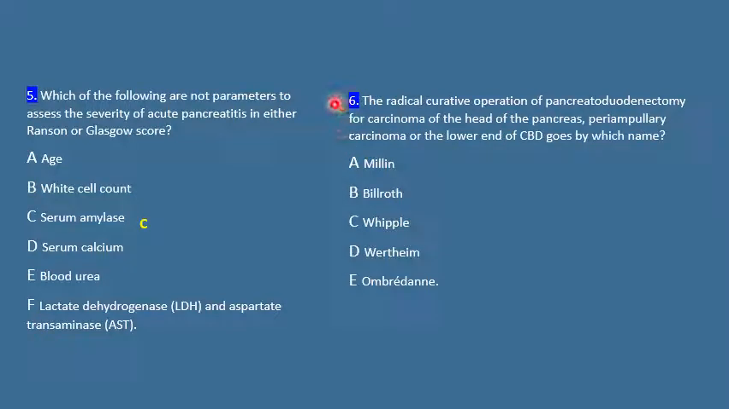Question number 6. The radical curative operation of pancreatoduodenectomy for carcinoma head of the pancreas, periampullary carcinoma, or the lower end of the CBD goes by which name? A. Millen, B. Billroth, C. Whipple, D. Wertheim, and E. Obridane. And the right answer is C. Whipple.